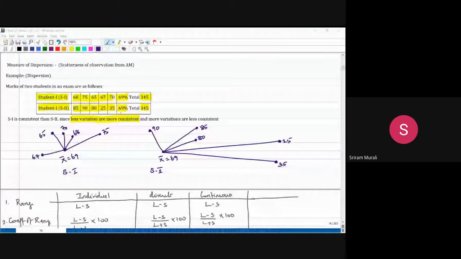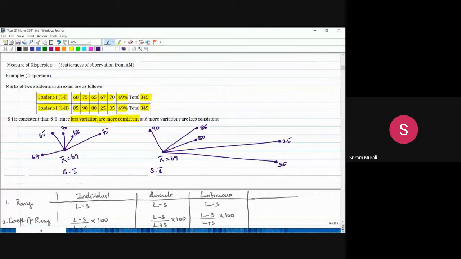From the arithmetic mean, how the data are getting deviated. This we have not seen in central tendency. In central tendency, we just computed the average. I will tell you an example. Think from the perspective of a student. Student 1 total is 69%, student 2 total is also 69%, 345 each. But with respect to the marks, the consistency is missing in student 2.